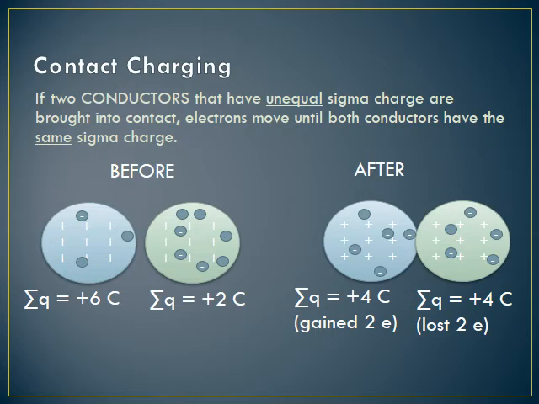You can also take the average of the original sigma q to find what the sigma q after is going to be. You ought to also be able to tell how we obtained that final charge.